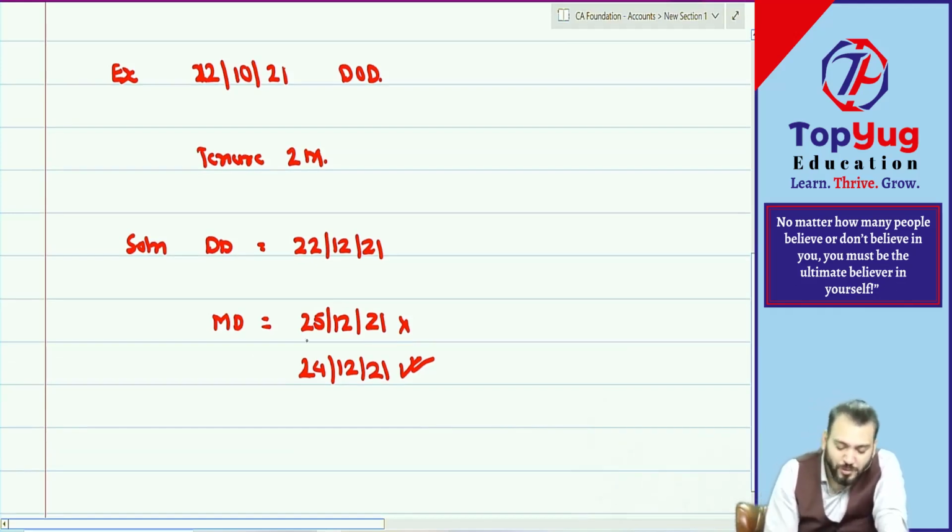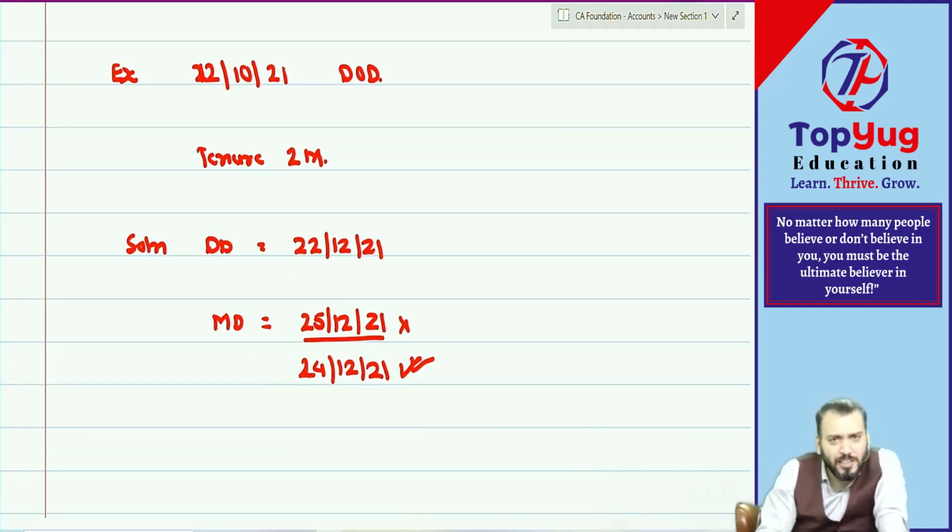Correct. So first we can calculate this and then write down one note, because the maturity date falls on a public holiday. Therefore, the preceding date will be taken as the maturity date. Therefore, the answer is 24 December 2021. One more question.